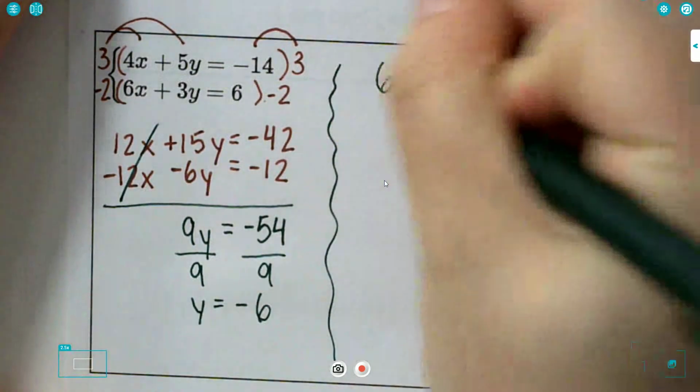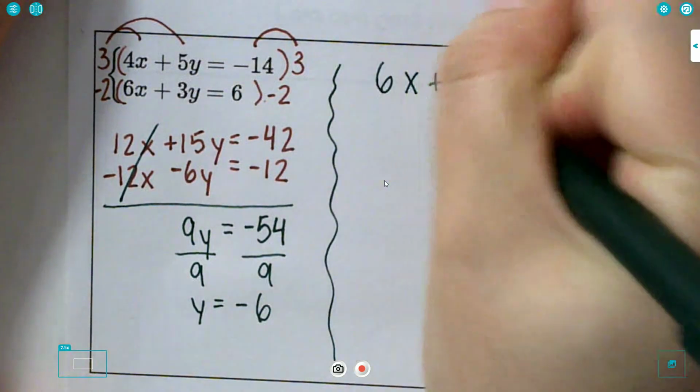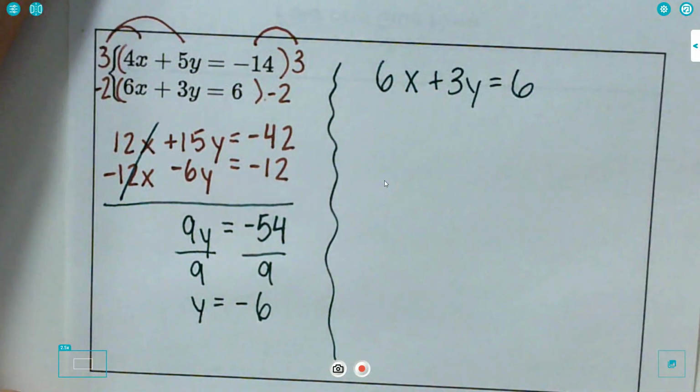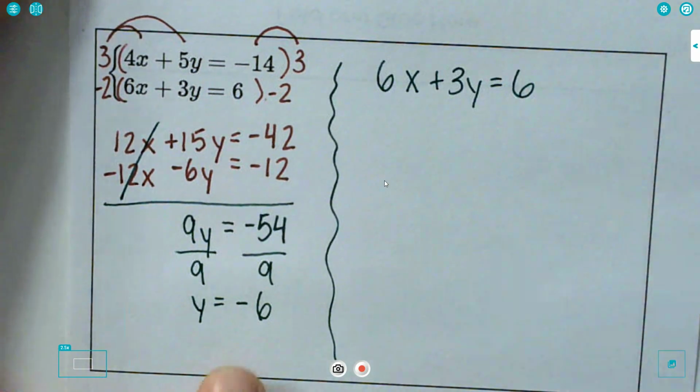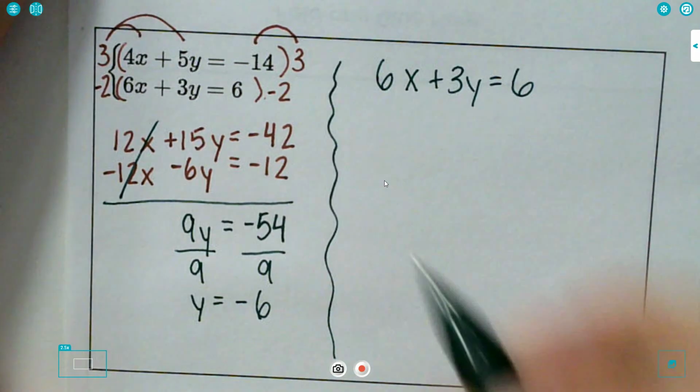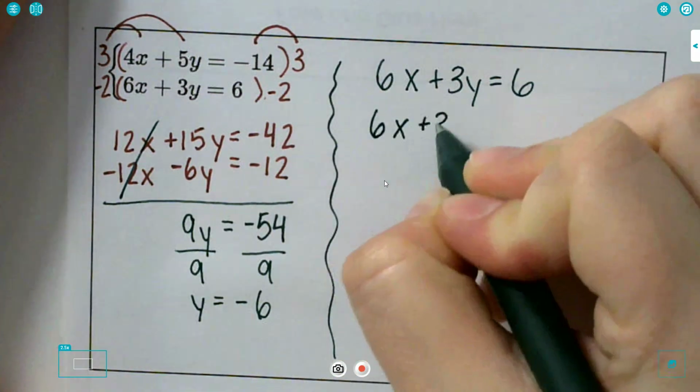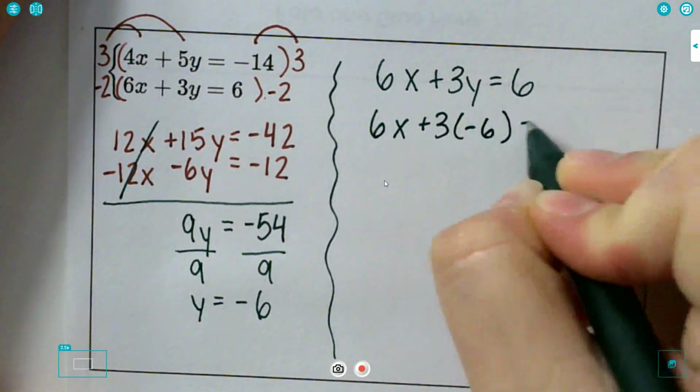So we've got, for this one at least, 6x plus 3y equals 6. If you were working ahead of me and already plugged it into the top equation, you should get the same thing we're going to get. You don't need to redo it. Just double check you get the same thing we're going to get. We plug in -6 for y. So I'm going to have 6x plus 3 times -6 equals 6.